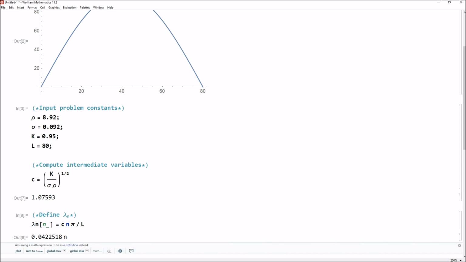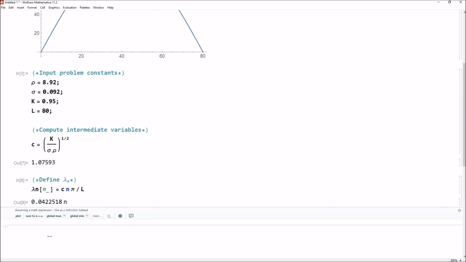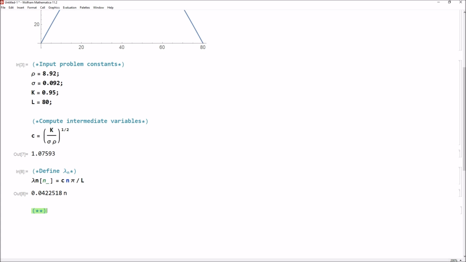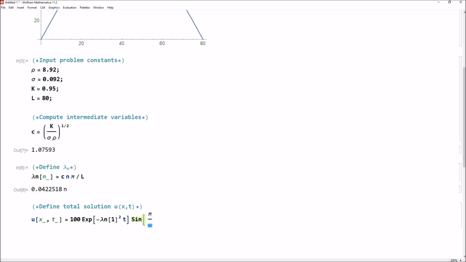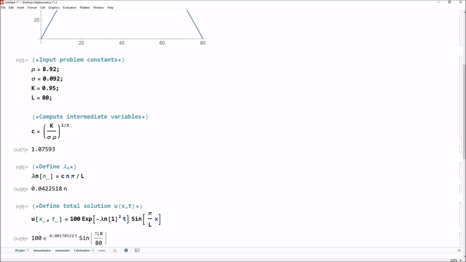Great. And you know what? Now that we've got our eigenvalue, we can go ahead and define our total solution, right? So on the board, we said that the total solution was denoted as u of x, t here. So I think in this case, we said u of x, t is just going to be 100 times e to the minus lambda 1 squared t times sine of pi over L x, right? That was our total solution. So shift enter that. And again, we see it's just a function of x here.